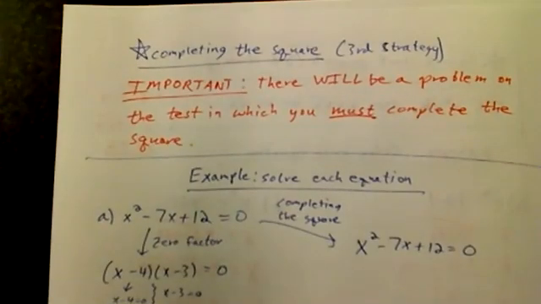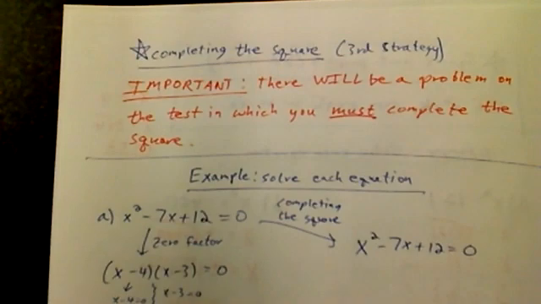Okay, guys, time for the third strategy, completing the square. I wrote something that's important: you do need to know how to do this. There will be a problem in which you must complete the square. The reason I'm doing this is because a few of the things we need in future chapters in this class require that we know how to complete the square. So make sure that you do know how to do that.